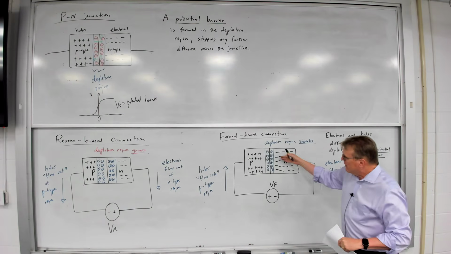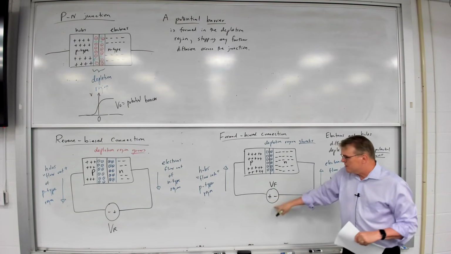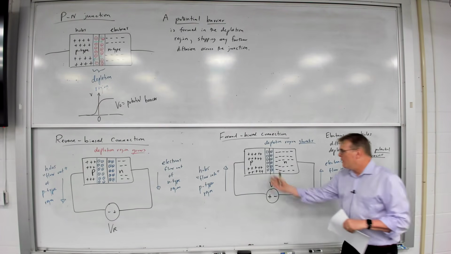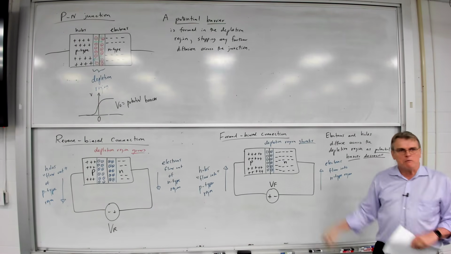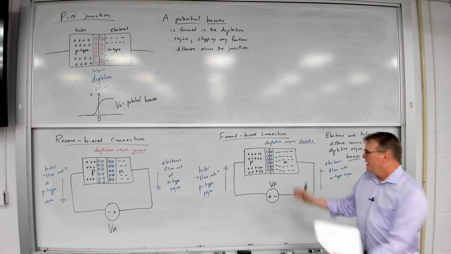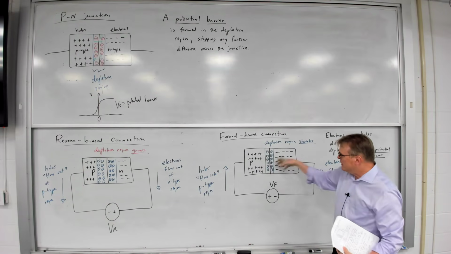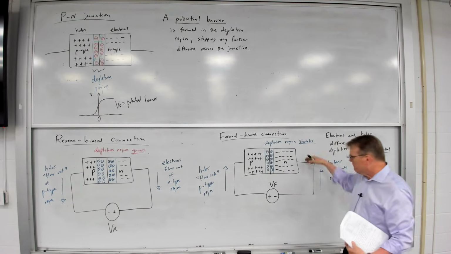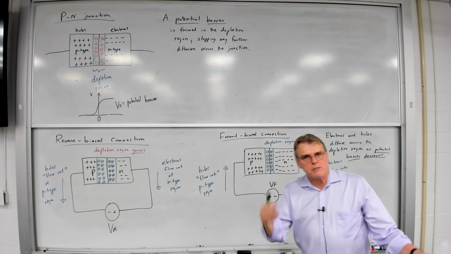Now, as these electrons travel across, they're going to be canceled out by the holes that the voltage source is supplying. And as the holes travel across, they're canceled out by the electrons that the voltage source is supplying. So this becomes a continuous process. We're going to have free carriers diffusing across, canceling out the free holes and the free electrons, which are immediately then replenished by the voltage source. And this process will continue.